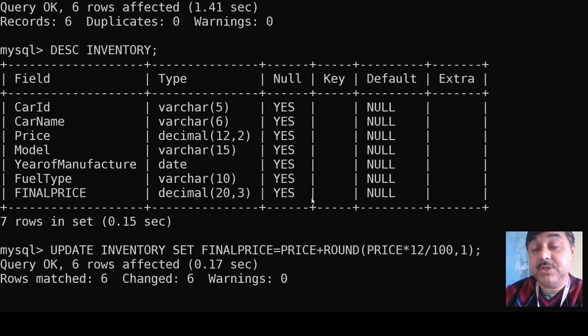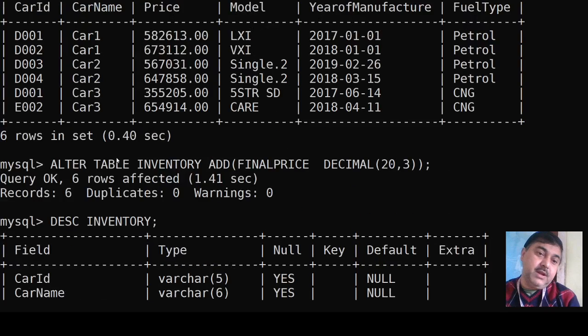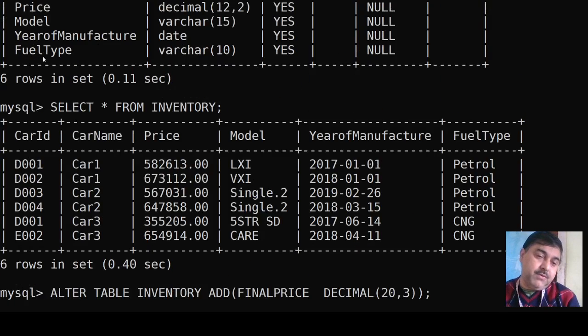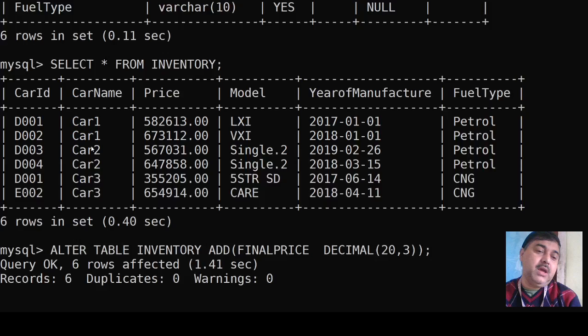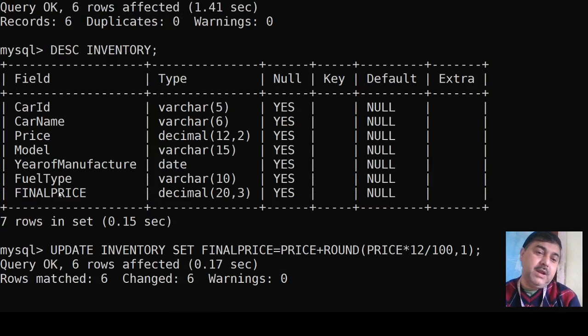After the range we have specified, we have seen that particular data. See here, previously the final price was not there. I have shown you that after fuel nothing was there. Then we find that the final price has been added. Now we need to update that final price. How to update?